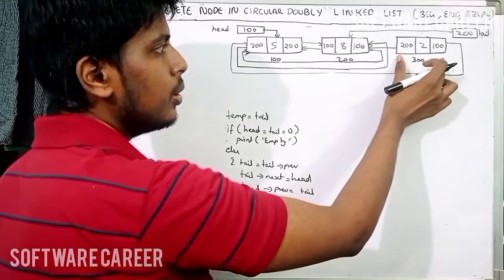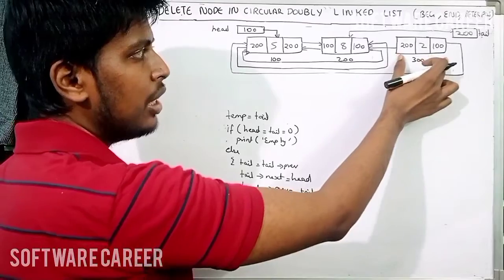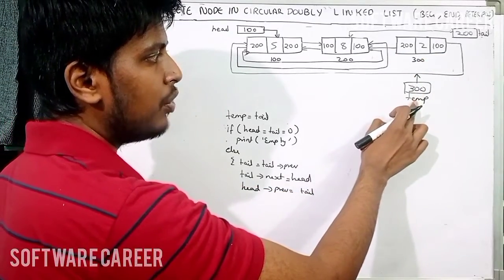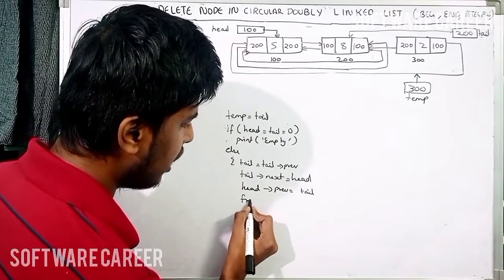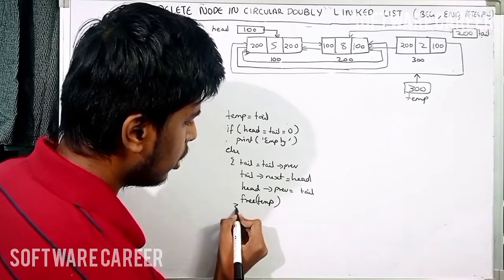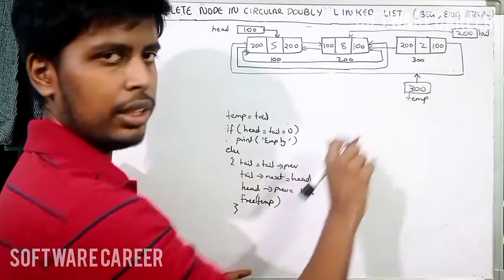Now this memory is wastage. I should delete this node because it causes memory wastage. How can I delete this? I have the temp pointer pointing to this node. So see here. Free temp. Now if I free temp, which is 300, this node will get deleted.